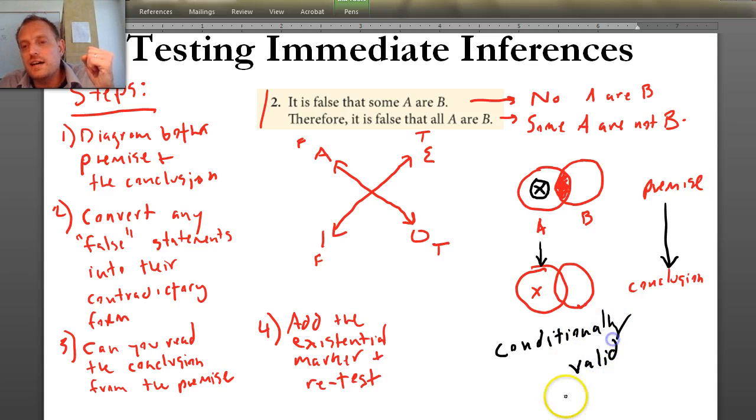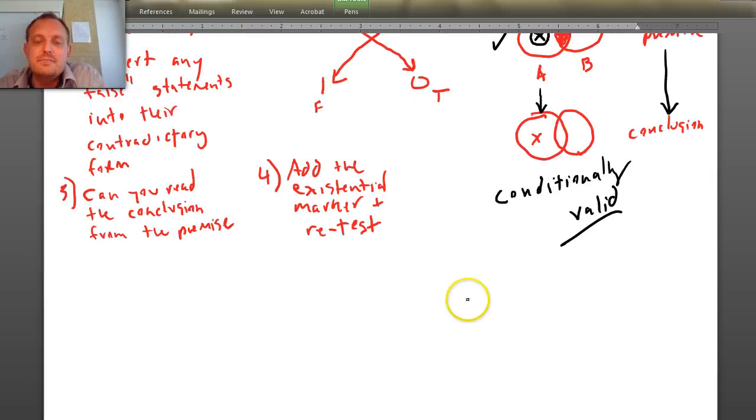It's conditionally valid. And what is it valid upon? It's valid if I assume that the universal makes a claim of existence. Now, it's important here because when you do these in the homework, remember, this is the existential fallacy in terms of how Boole and Aristotle understand it differently. But remember, if you get arguments about unicorns and stuff like that, that breaks the existential fallacy for both Aristotle or Boole. Okay, so those would be invalid arguments. Okay, so that's how you test immediate inferences.